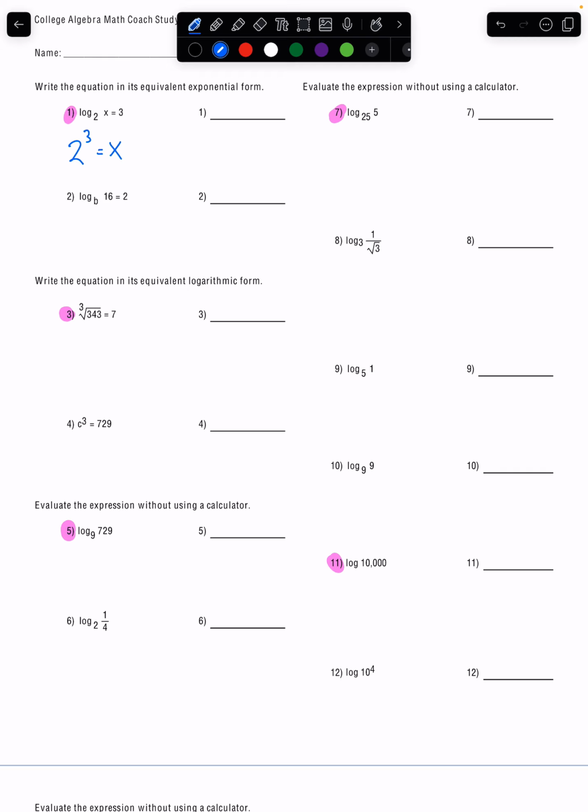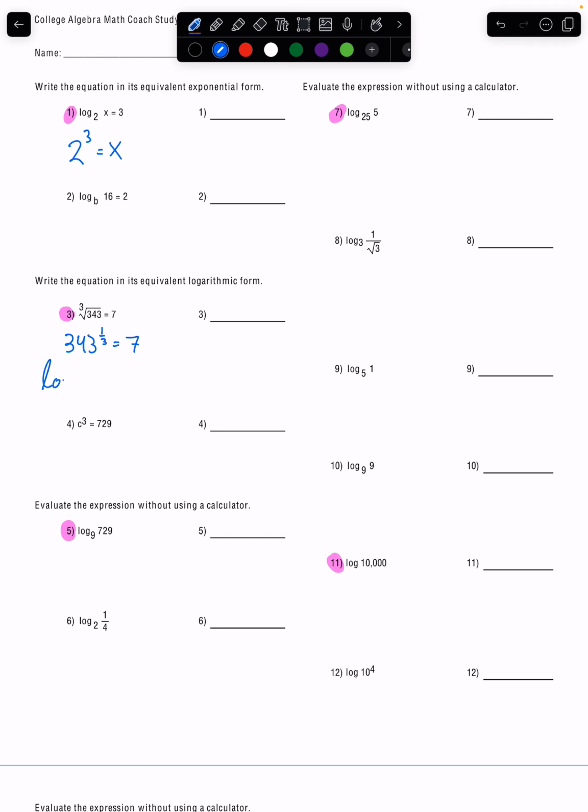For number 3, it says write the equation in the logarithmic form. So we're doing the opposite of what we just did. This can be rewritten to look a little nicer. That third root is just being raised to the 1/3 power. And then we can just do some rearranging.